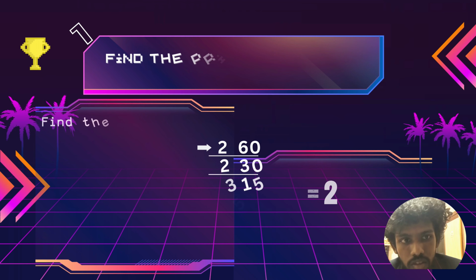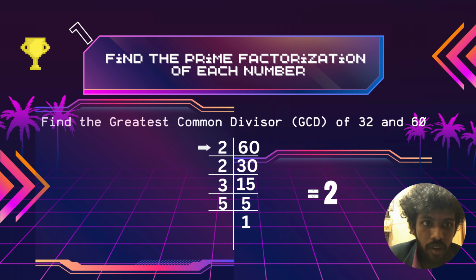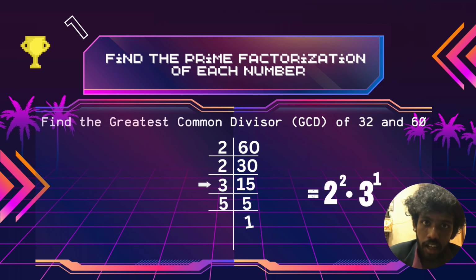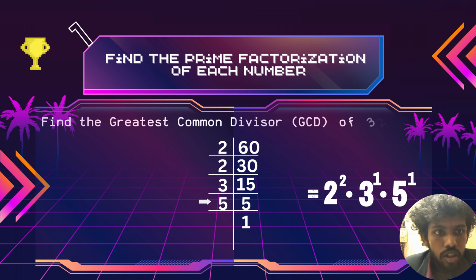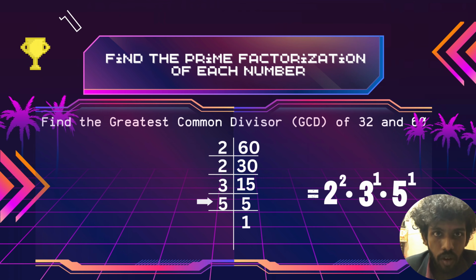Now we're going to see the numbers that are used to divide, where the first number is 2 and 2 is repeated twice. The second number is 3 and the third is 5. So the answer should be 2 with the power of 2, and then 3 with the power of 1 times 5 with the power of 1.